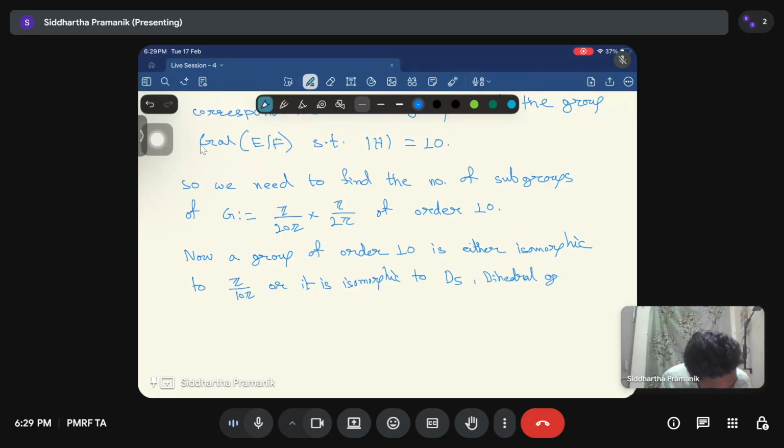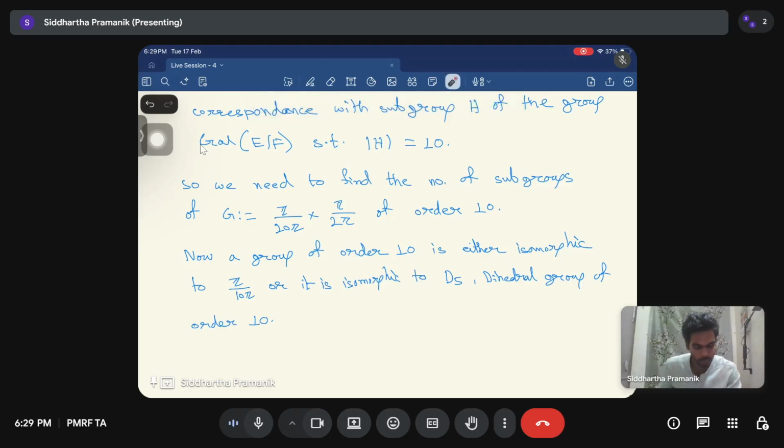So dihedral group of order 10. Up to isomorphism, there are only two groups of order 10. One is the cyclic group of order 10, and the other one is the non-abelian group, which is D5.